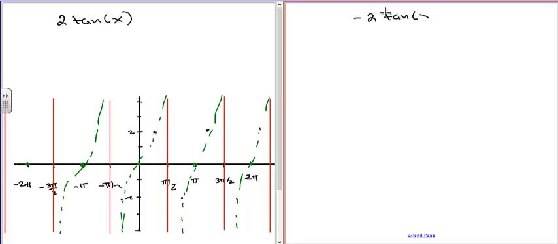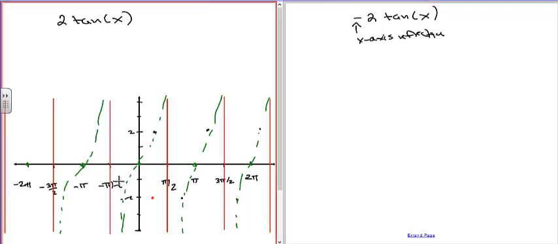So you have negative tangent of 2x. This negative sign here is the x-axis reflection. So if I go down to this graph, what happens is that I take this 2 tangent of x and I reflect it across the x-axis. So this positive 2 becomes a negative 2. This negative 2 becomes positive 2, and it happens everywhere. So what happens is it actually is the same.